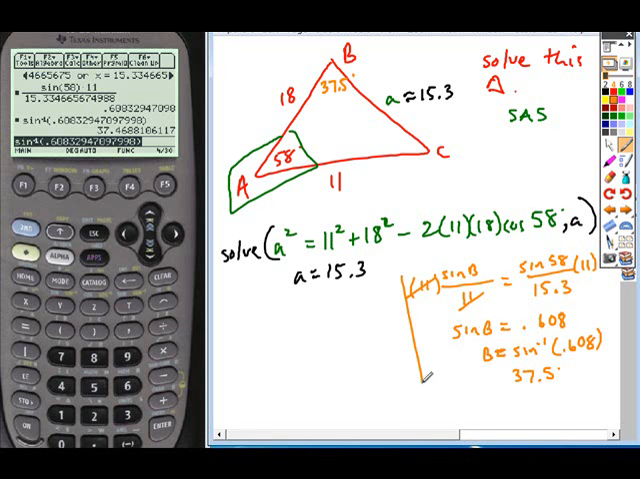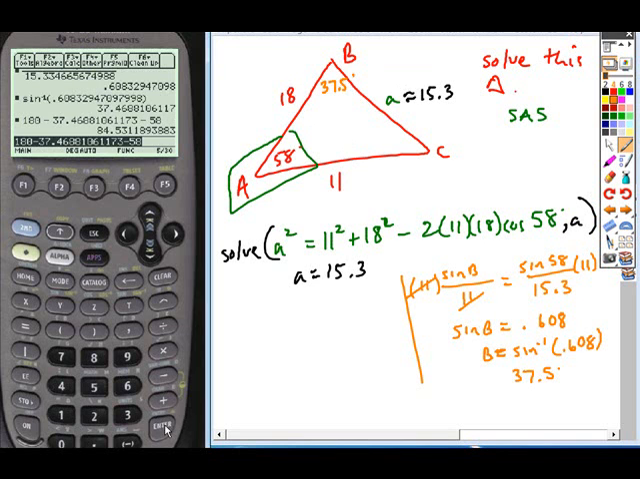Right, once we find our angle B, what can we do to find angle C? We now have three options to find angle C. One, we could do law of cosines, we have SSS. We could do law of sines, we have SSA. Or we could add up the angles, knowing that they add up to what? So if you take 180, subtract the 37.5, and then subtract this 58, you get your answer of 84.5.